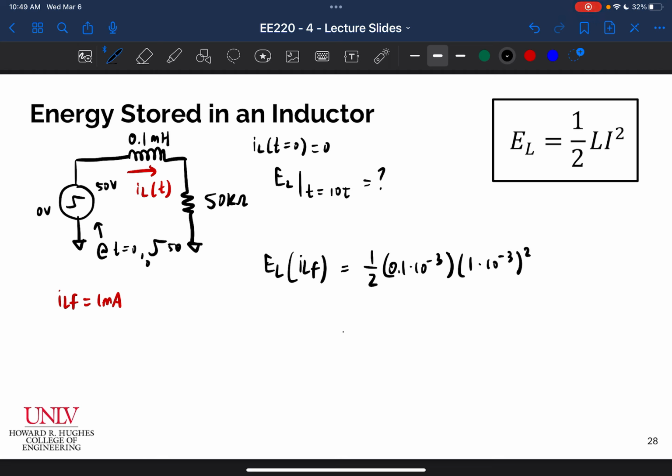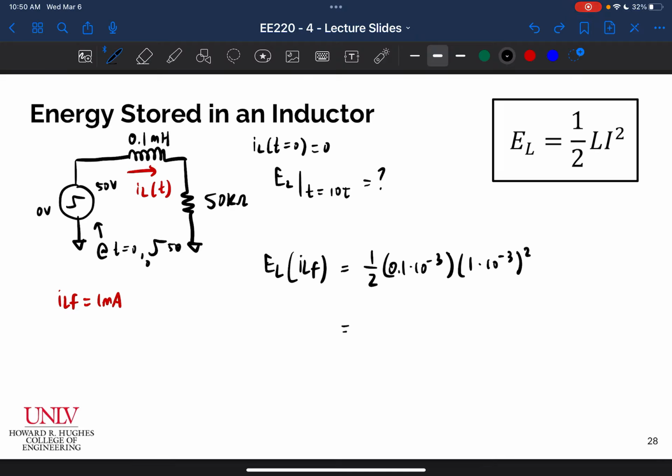All right, and so I get 1/2 times 0.1. Or sorry, let me just throw this on my calculator. I don't feel like trying to do the mental math. So it's going to be 0.1 times 10 to the minus 3. And then I have 10 to the minus 3 squared. Gotta add these up. 0.1 times 10 to the minus 3. And then I have 10 to the minus 6 multiplied by this. And I divide by 2.